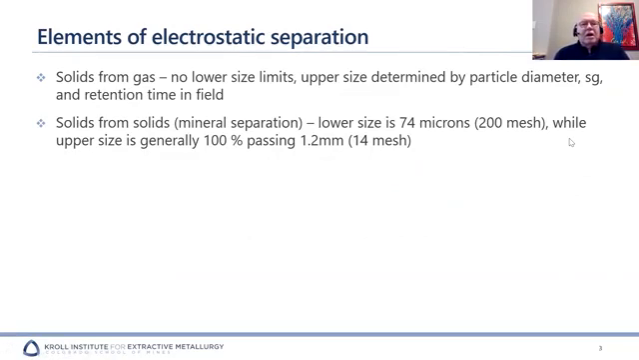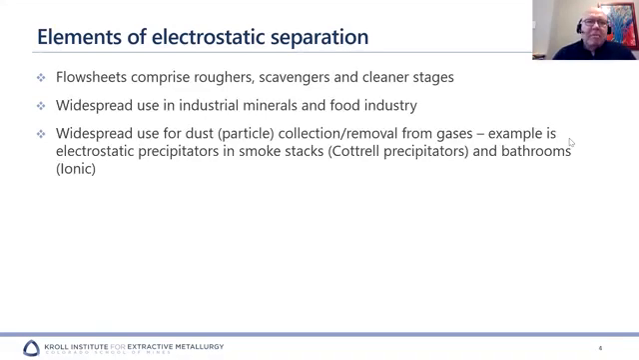solids from gases really doesn't have much limit on particle size, as long as the particles can be entrained in a gas flow coming out of a boiler or whatever. When we apply it in mineral processing, we're pretty much talking about particles as coarse maybe as 14 mesh and down to maybe 200 mesh or 75 microns. It's not a perfect separation by any means, and so the more narrow the size range going to electrostatic separation, the better it will work.